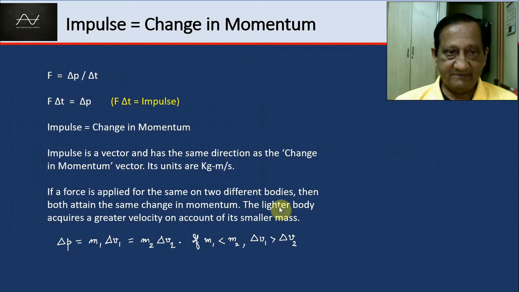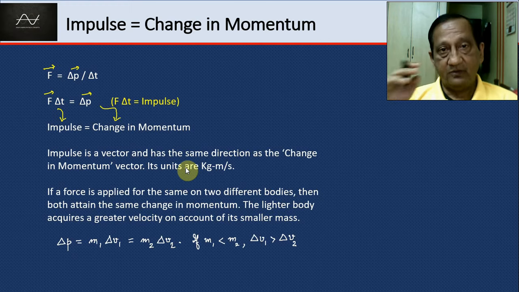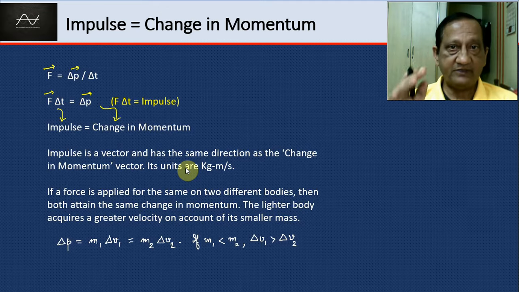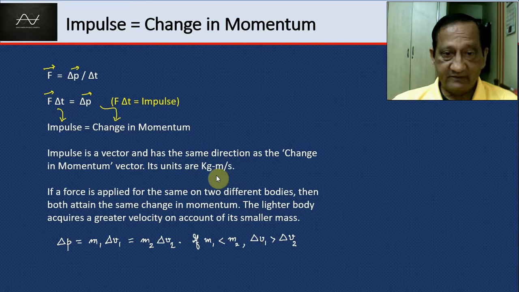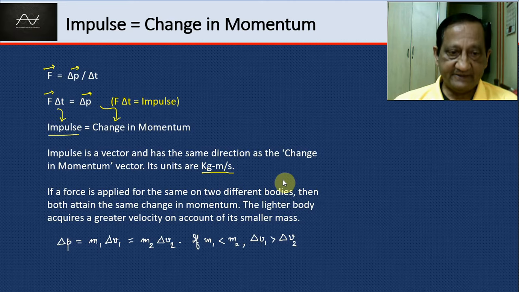Another quantity is impulse, which is simply force into time. F equal to delta P by delta T. Therefore, F delta T is delta P. This quantity is impulse, and this quantity is change in momentum. Impulse is also a vector. That means whatever is the direction of the impulse on a body, the change in momentum will be in the same direction. Remember, change in momentum is also a vector. Delta P is also a vector. The units of change in momentum will be the same as momentum, that is kg meter per second, mass into velocity. Impulse will have the same units, kg meter per second.